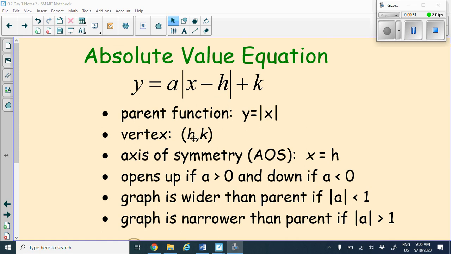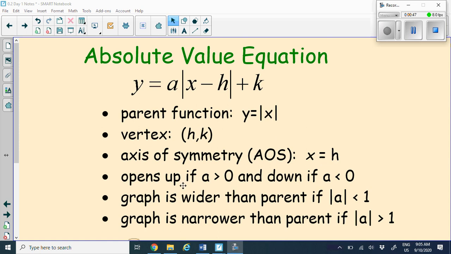H is going to be the opposite of what you see, and k is going to be exactly as you see it. Axis of symmetry, or we say AOS, is going to be x equals h. So whatever the h value is, that's going to be your axis of symmetry.